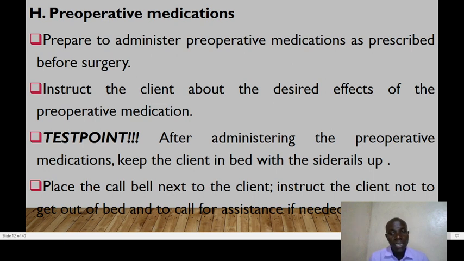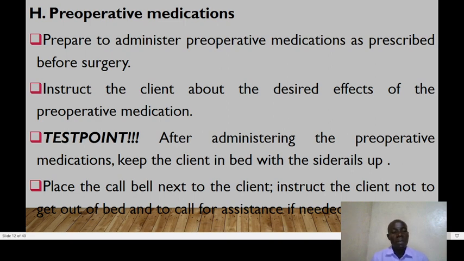Remember, after administering any preoperative medications, you keep the client in bed with the side rails up, and based on the facility's guidelines, you also need to place a call bell next to the client. Instruct the client not to get out of bed and to call for assistance if needed.